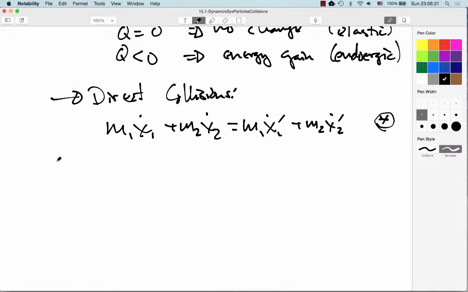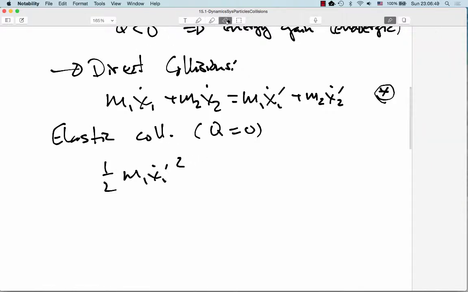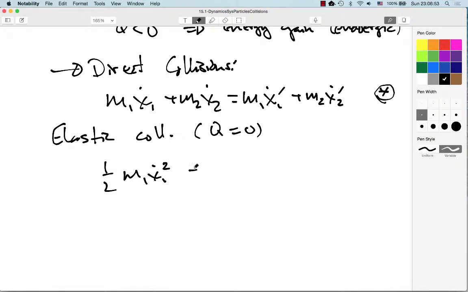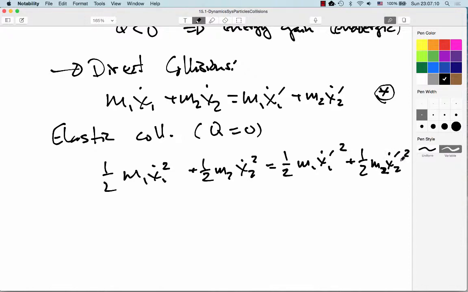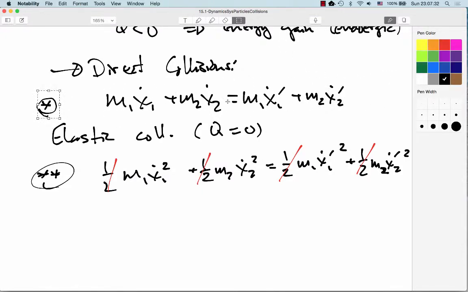All right, so for now anyway, let's go ahead and assume that the collision is elastic. So that would make Q equal to 0. In that case, our energy conservation will become 1/2 m1 x1 dot squared plus 1/2 m2 x2 dot squared equals 1/2 m1 x1 dot prime squared plus 1/2 m2 x2 dot prime squared. The halves cancel. And we'll call that double star. While we're at it, let's move our star over there to stay consistent.